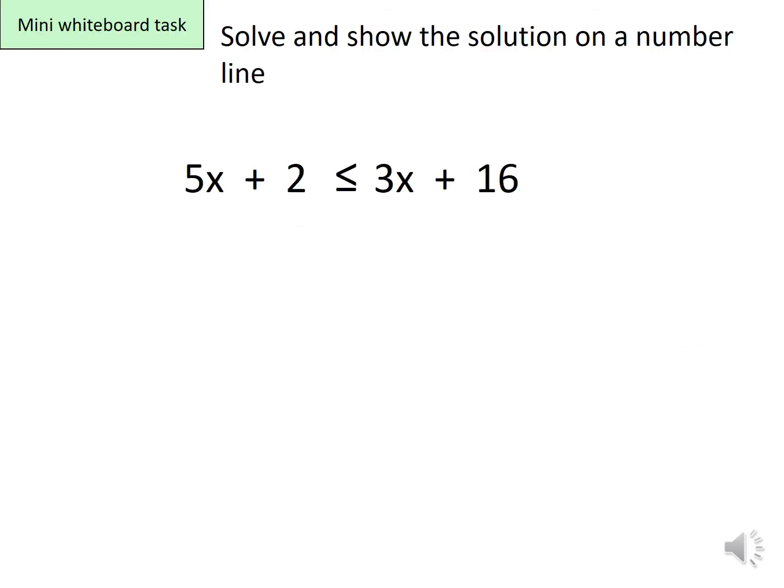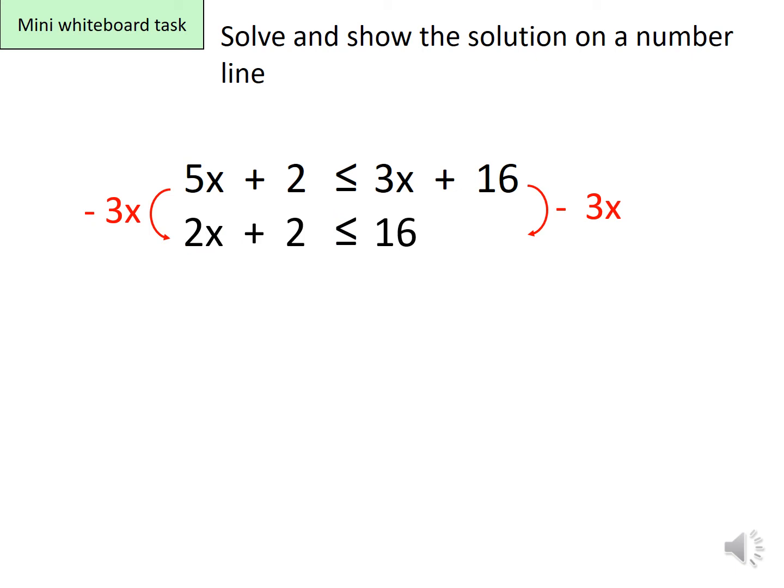Now, what we want to do here is look at both sides. On the left side, we have 5x plus 2. On the right, we have 3x plus 16. We want to identify which one is the smaller of the x's. Clearly, on the right side, it's the 3x. So that's what we're going to subtract from both sides. We want to get rid of that 3x. What we should be left with is 2x plus 2 on the left and just 16 on the right.